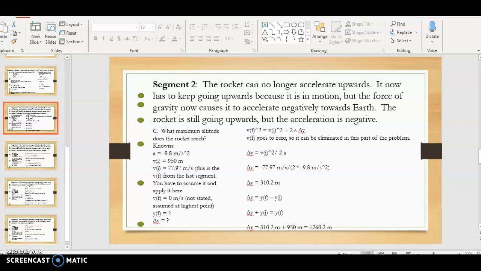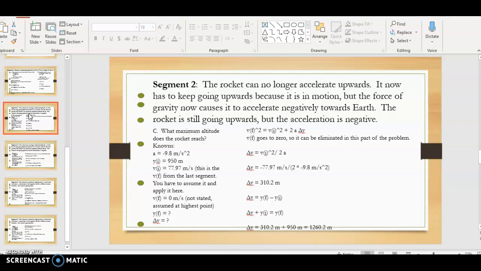Segment 2, the rocket can no longer accelerate upwards. That is because it's run out of fuel, and an object in motion will stay in motion. However, gravity is really acting on this rocket now, and it's going to be slowing it down because there's no longer fuel to counteract that. So the rocket is still going upwards, but the velocity is getting less and less, so the rocket is now in negative acceleration mode.